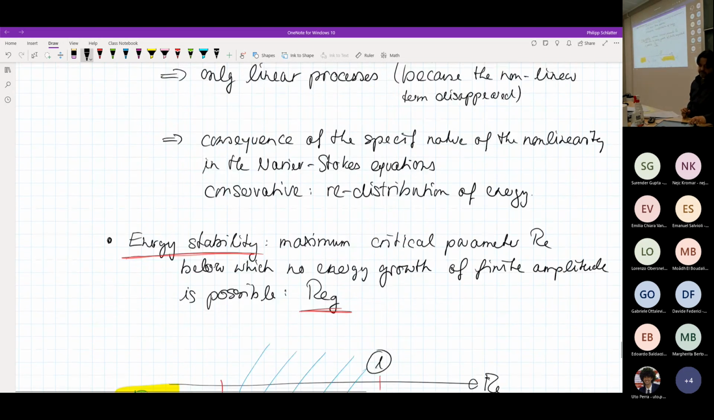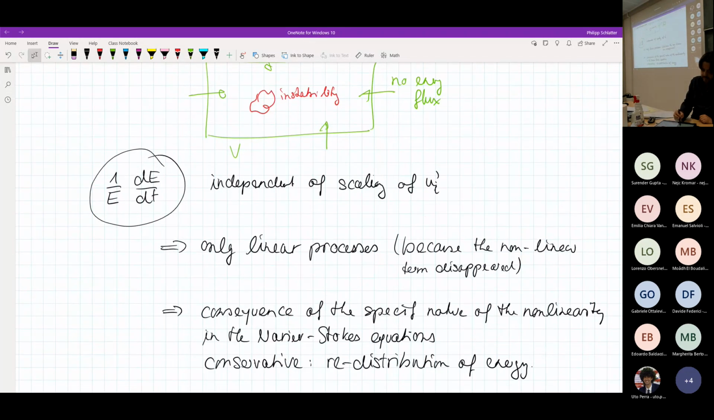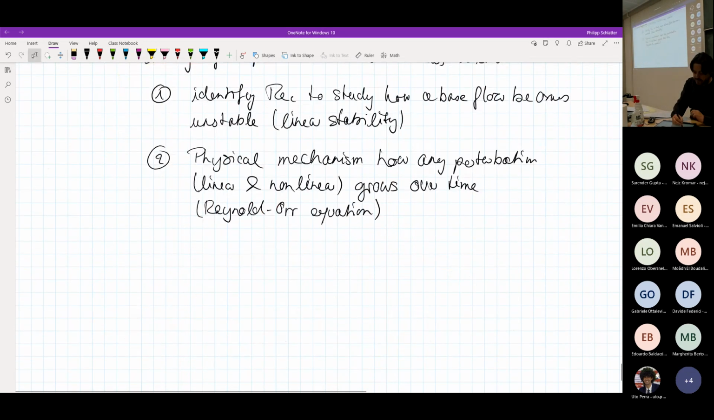And why are infinitesimal disturbances relevant? Well, because I have exactly this property that 1 over E, dE/dt, is independent of the scaling. So the growth rate is independent of whether I look at small or big disturbances. It doesn't matter. So that means I can use the infinitesimal ones. I'd like to make a sketch to illustrate this last point, which is actually quite a relevant one.